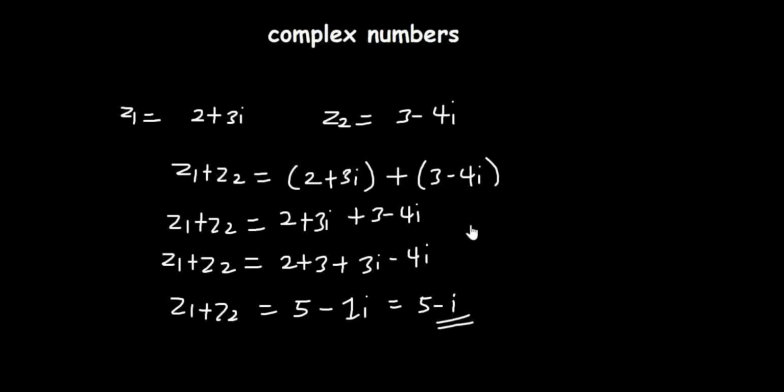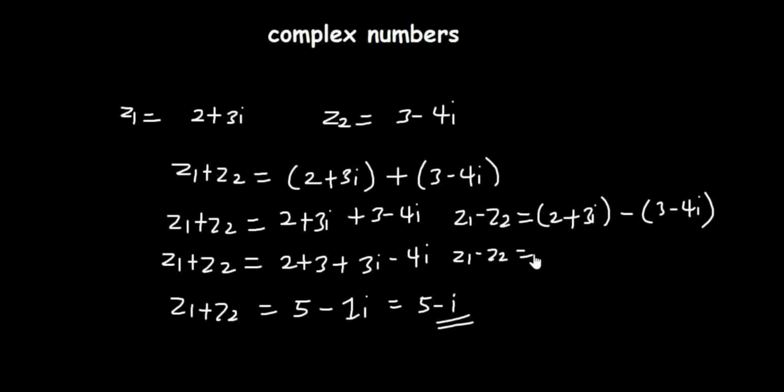Okay, so now let's perform subtraction of these two complex numbers also. So that is z1 minus z2. So this will be equal to 2 plus 3i, minus 3 minus 4i. Okay, so now that will give me z1 minus z2 to be equal to 2 plus 3i.